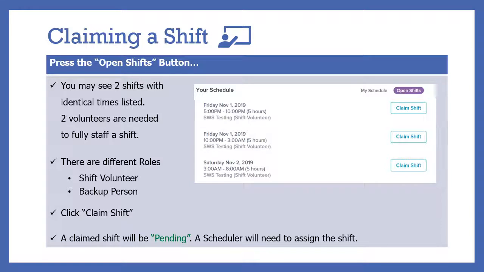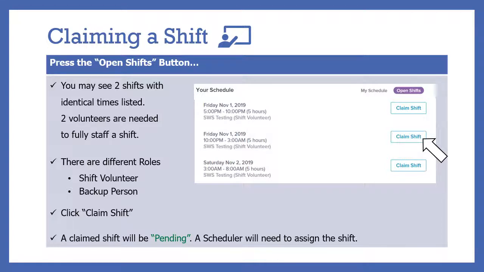Other roles may exist at locations you work, such as a backup person. A backup person is another volunteer that is on call in the event that another volunteer is not able to work their scheduled shift. To claim shifts, select the shift you would like to work.